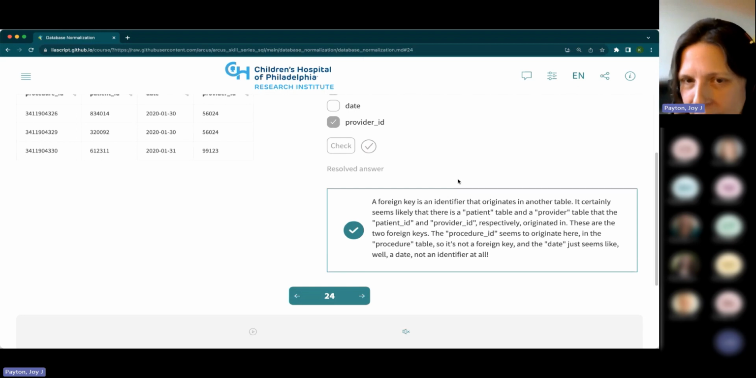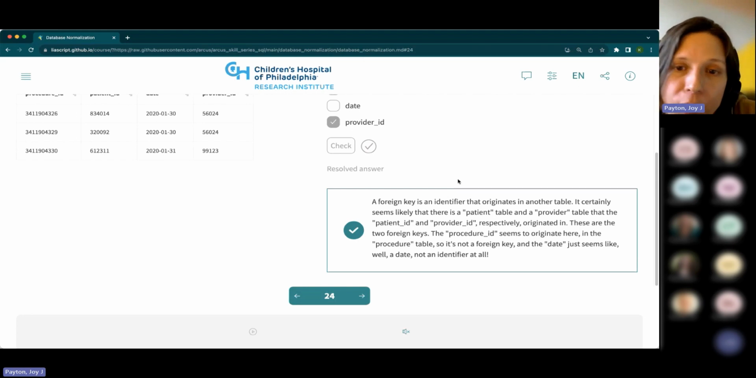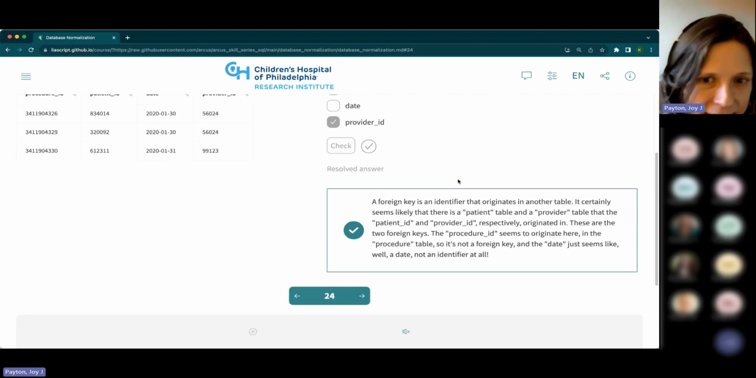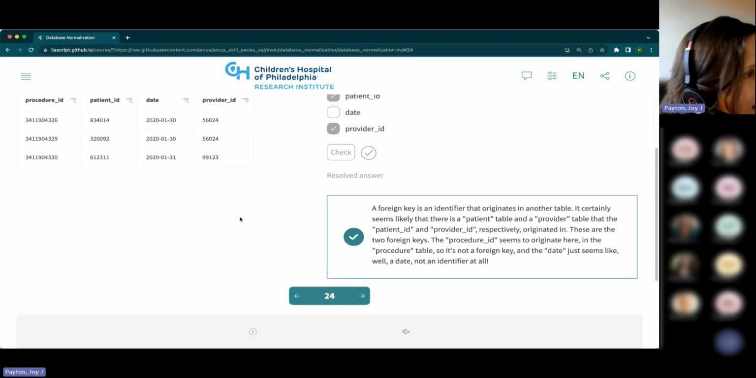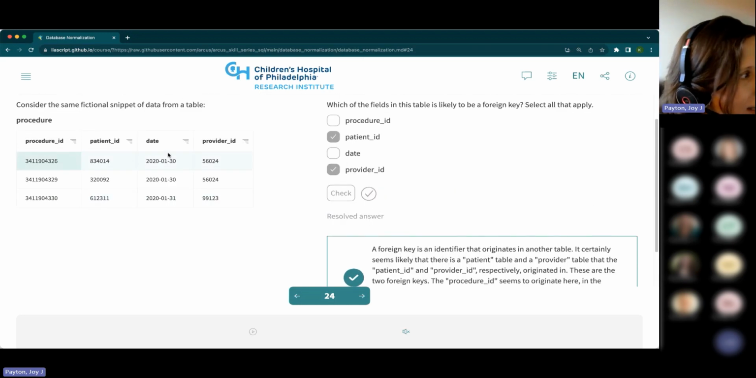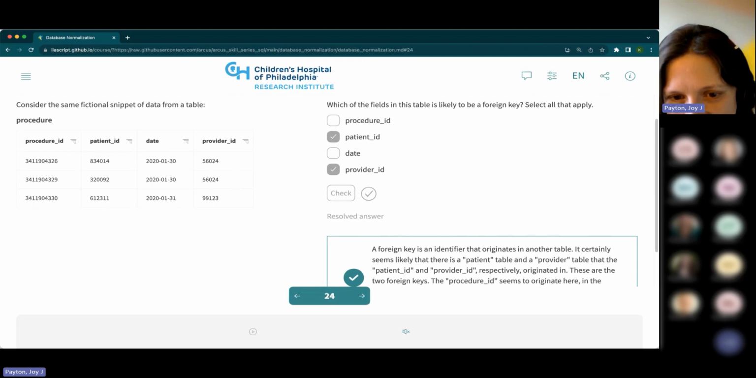Similarly with provider, I bet there's a provider table, and it has provider 1, 2, 3, 4, 5, and the provider name, and maybe the provider's department or division, and what their role is, etc. And so those are likely to be foreign keys. Again, date is not a key.